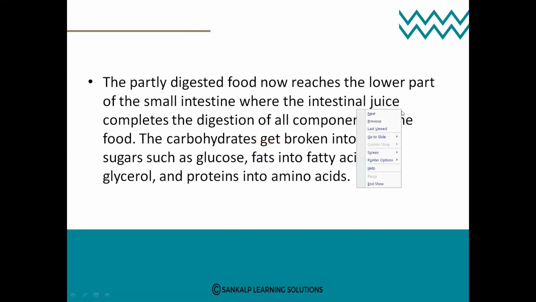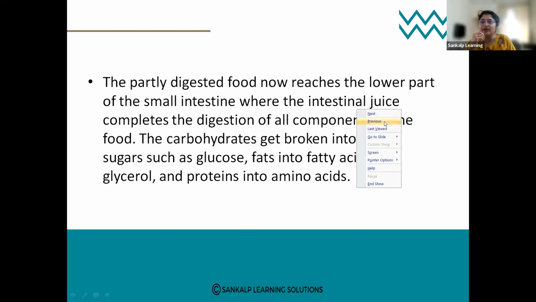Then the partly digested food reaches the lower part of the small intestine, where the intestinal juice is secreted. It completes the digestion of all the components of the food. The complex carbohydrates get broken down into simple sugars. This means the complex food is broken down into simpler food.